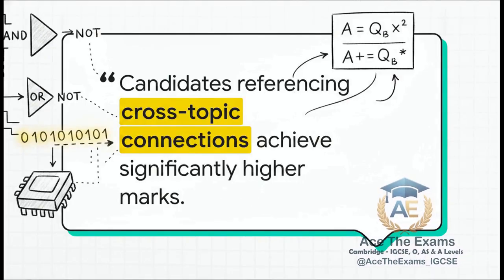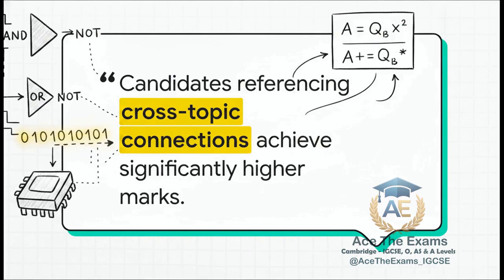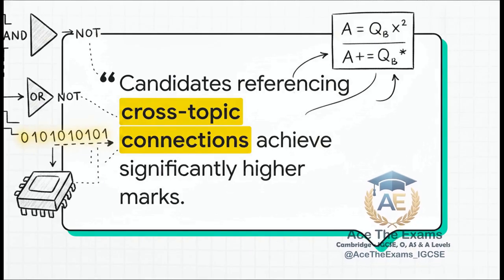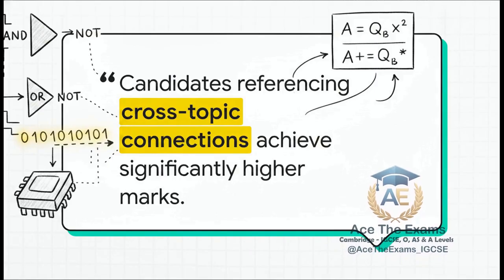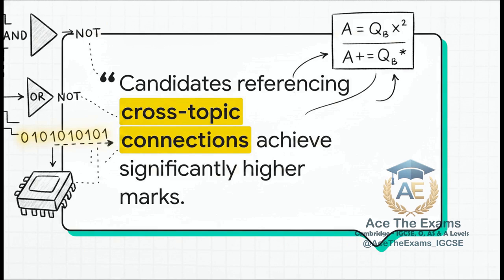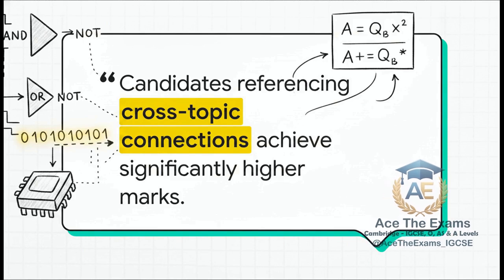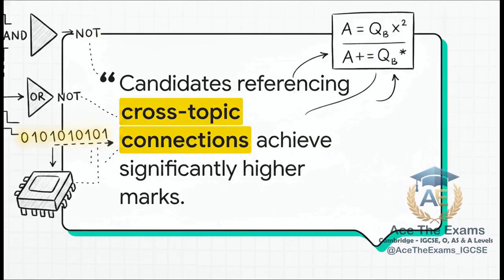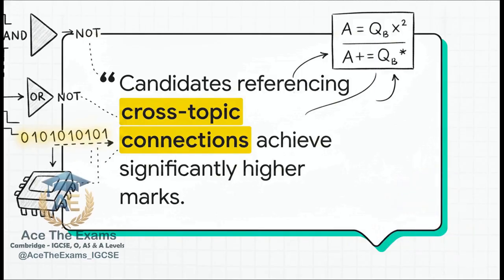If you think I'm exaggerating, let's look at the absolute gold standard of proof, the Principal Examiner Reports. They explicitly state candidates referencing cross-topic connections achieve significantly higher marks. Listen closely to that, because it's a massive hint. You cannot treat logic circuits as if they exist in a vacuum. The theoretical architecture of a logic circuit rests entirely on cross-topic integration.